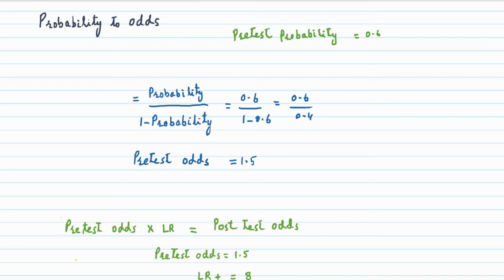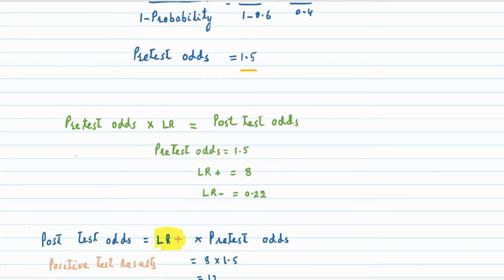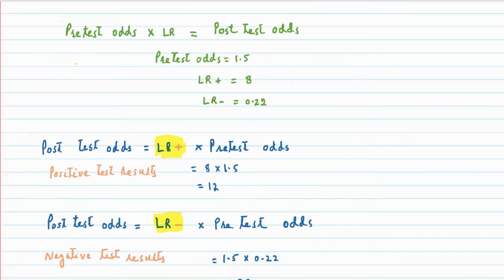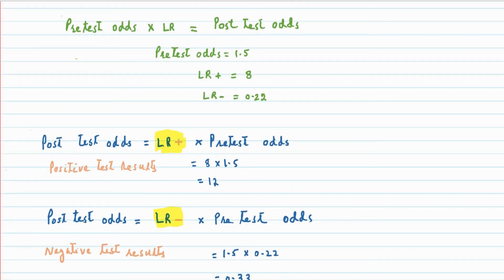We can use this formula to calculate pretest odds. Suppose we have a pretest probability of 0.6, and we can see that pretest odds in this case will be 1.5. We have already calculated the likelihood ratios of positive and negative tests. We can use these values to calculate post-test odds. In case of positive results, we can see that post-test odds will be 12. That is an 8-fold increase in pretest odds. Similarly, we can calculate post-test odds for a negative test, and in this case it will be 0.3.